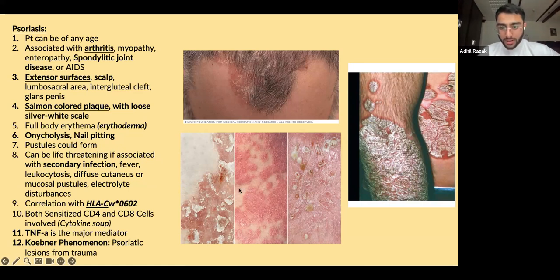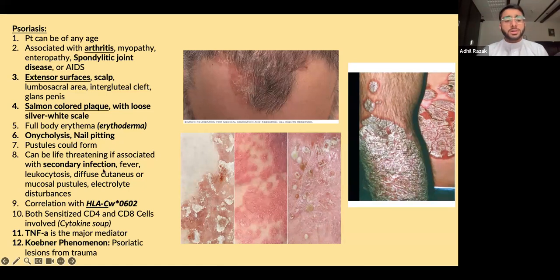In the picture in the middle, you see a pink lesion, which is a plaque. A plaque means pretty much a large macule, a big flat lesion. It could be symmetric or asymmetric, usually asymmetric. And it is salmon colored or pink colored. The patient can have erythema all over the body. And two more very, very typical signs of psoriasis are onycholysis and nail pitting. I'll show you pictures of it very soon. There could be pustules, but usually the presentation is like this.